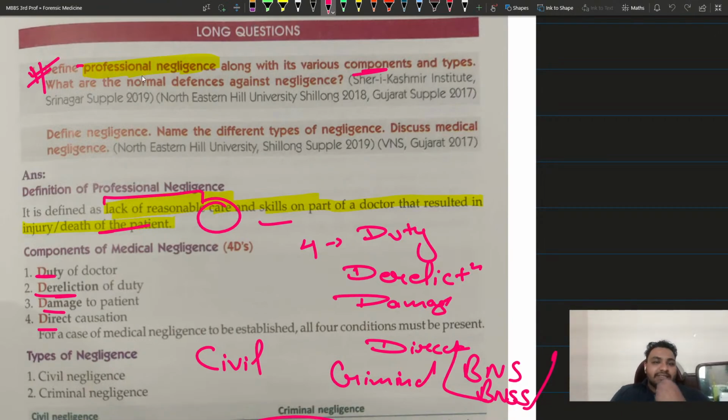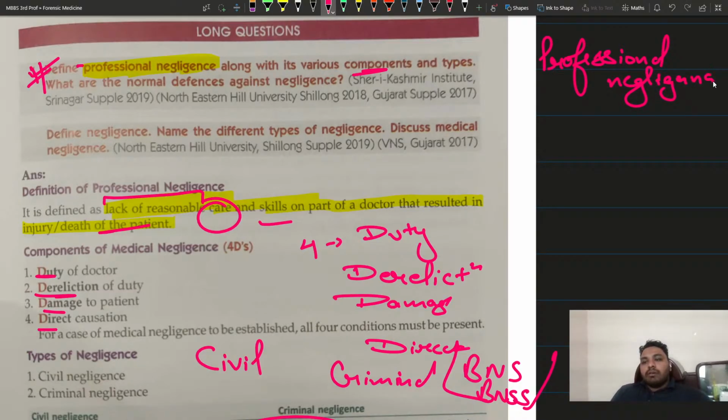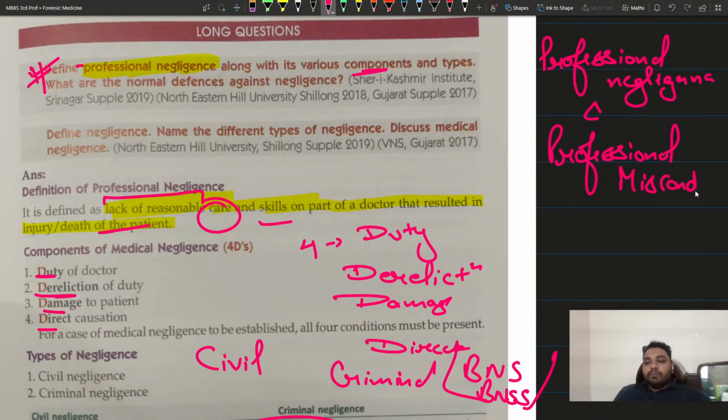Okay. So basically, there are two terms: professional negligence and professional misconduct. Please make sure not to get confused between these two terms. Both of these terms are separate. They have different definitions, different things. So do not get puzzled with both. Now, first of all, we're going to study professional negligence.